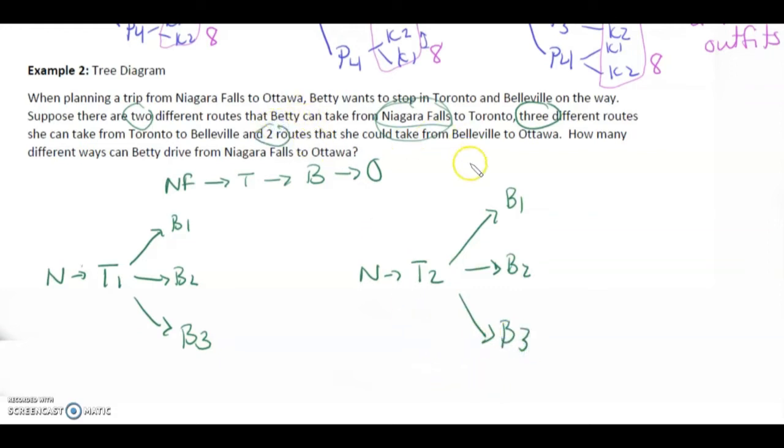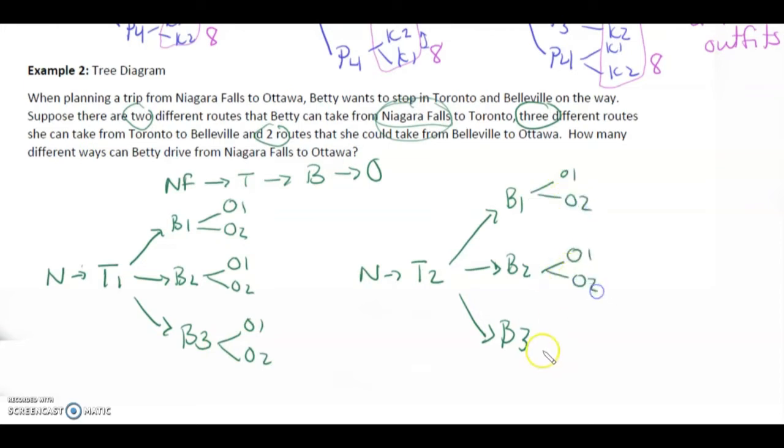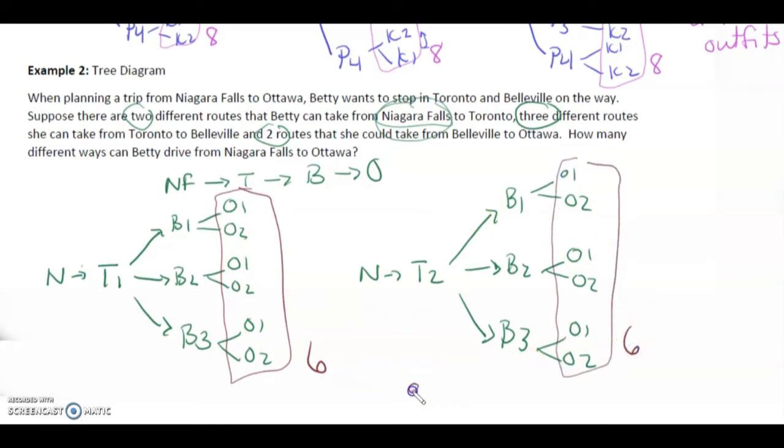Now there are two routes that she can take from Belleville to Ottawa: Ottawa 1, Ottawa 2, for each of the Belleville routes. The question is, how many different ways can Betty drive from Niagara Falls to Ottawa? We get 6 different ways here and 6 different ways here. Therefore, she can drive 12 different ways.